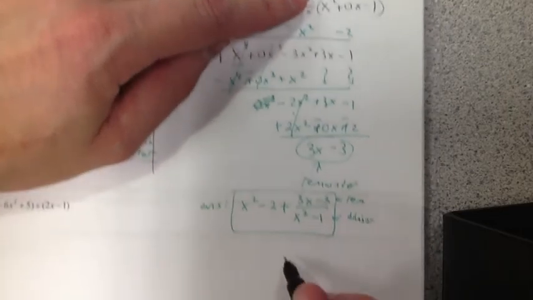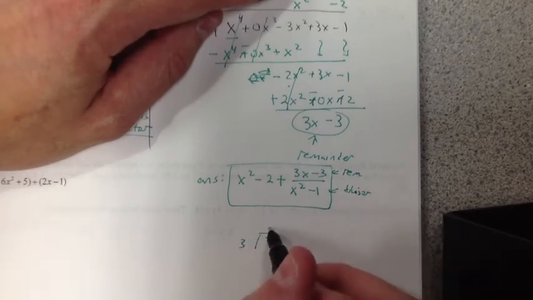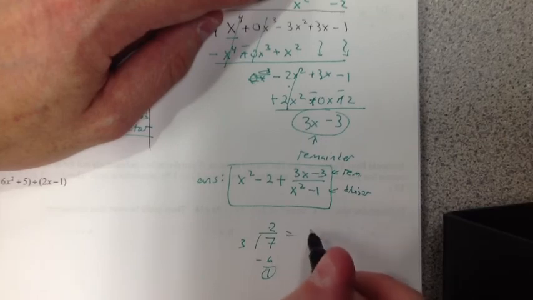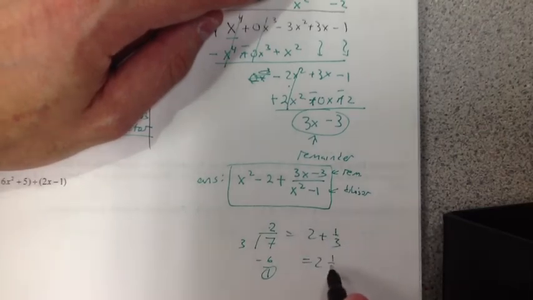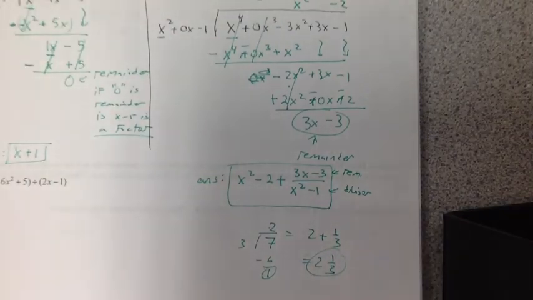It's kind of like if I did, what's 7 divided by 3? Well, 3 goes into 7 2 times with a remainder of 1. So I could write this as 2 plus 1/3, but we normally just write that as 2 and 1/3. We don't get that luxury. We actually have to put the plus sign for polynomials.